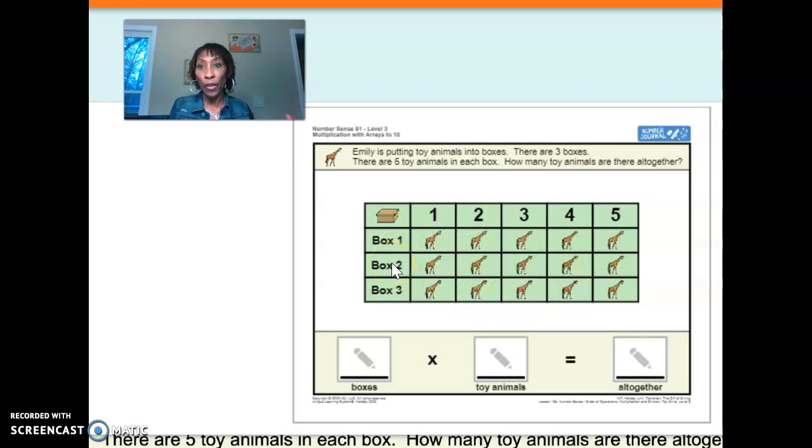So to figure that out, you go ahead and write down the number of boxes times how many toy animals did they give you? It says 5. So you write that number there, and then you're going to add or count all of these animals, which represent the animals in the boxes, and you're going to write the number here, and then you're done.